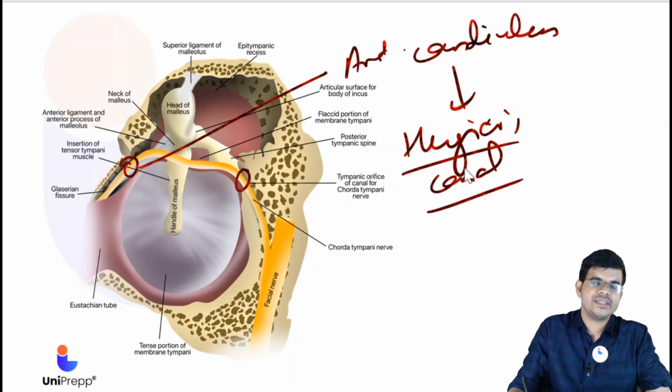Now, what are the other things seen within Huguier's canal? You have the anterior malleolar ligament, right? Yes, then the anterior tympanic branch. Okay, all these things are going through the canal of Huguier, right?